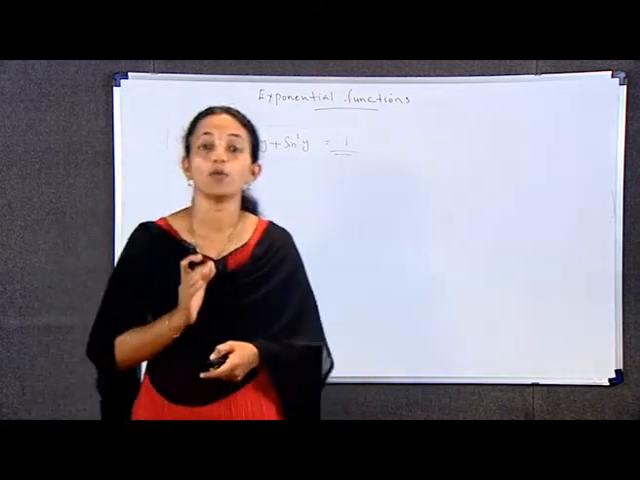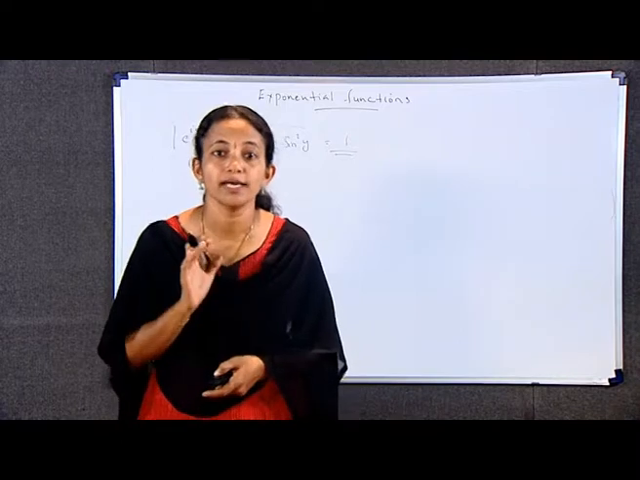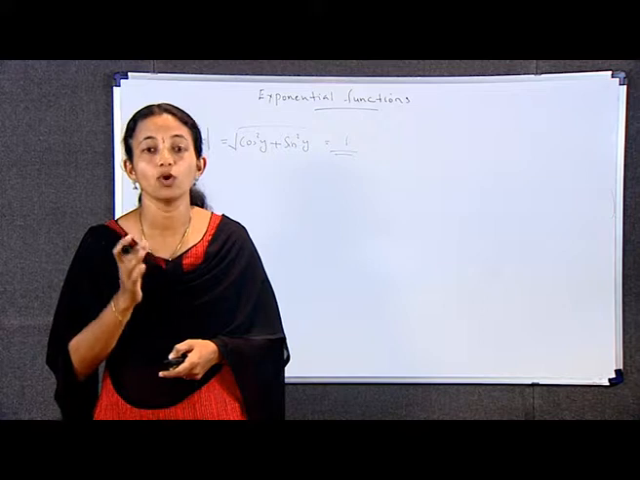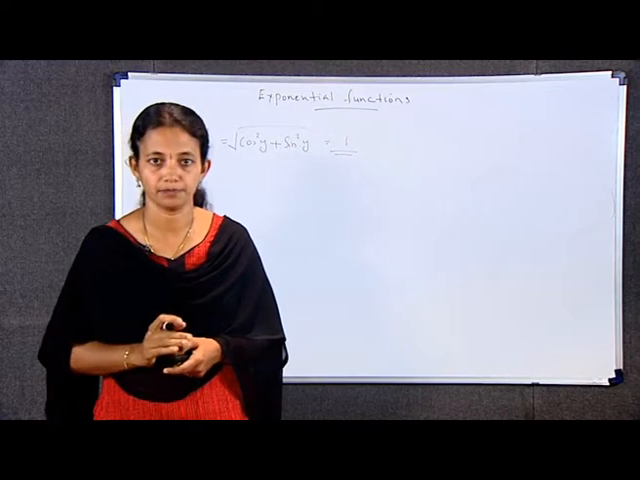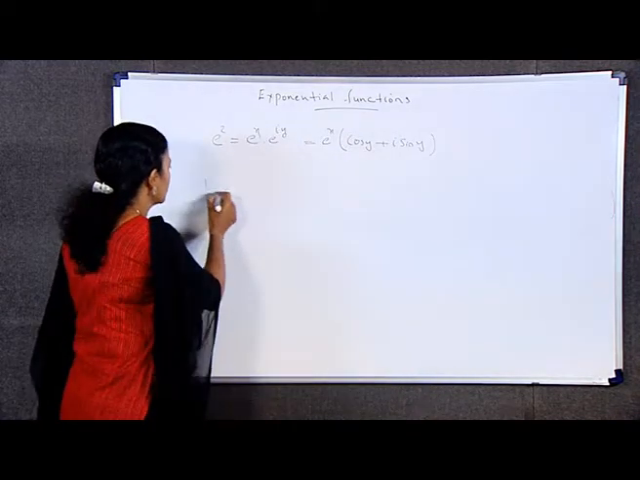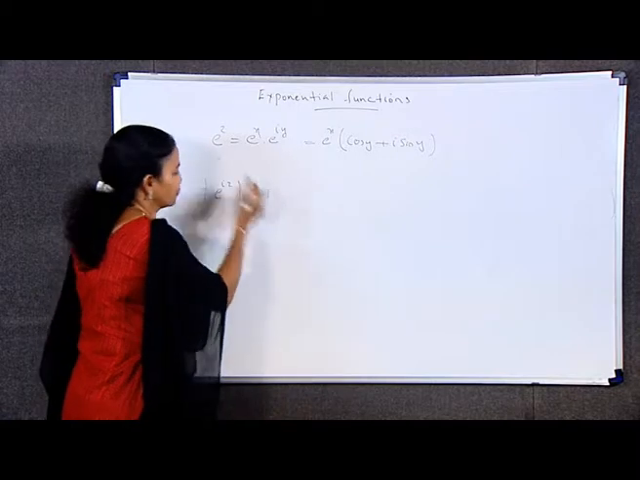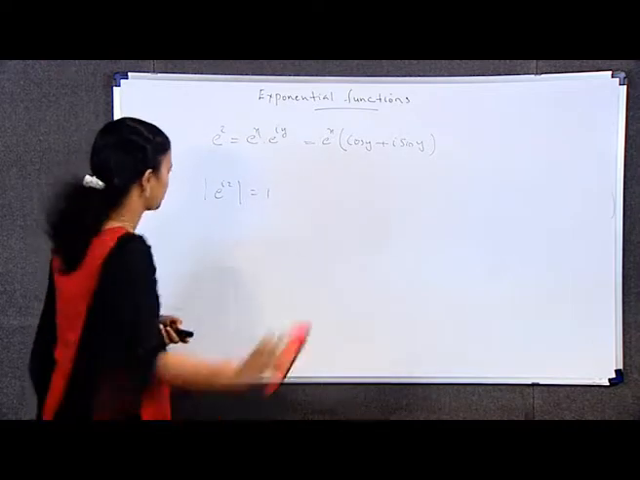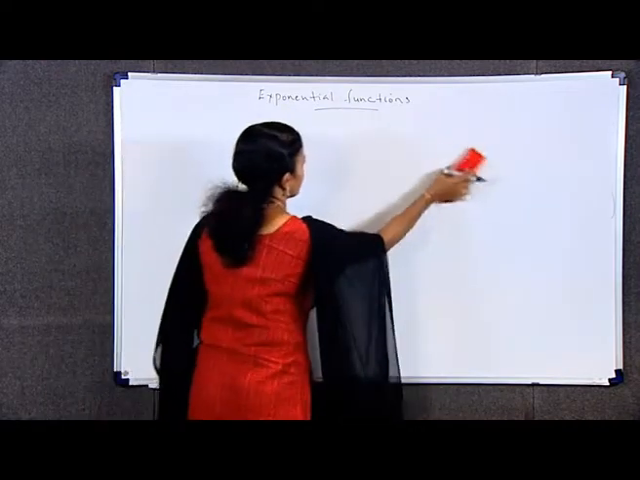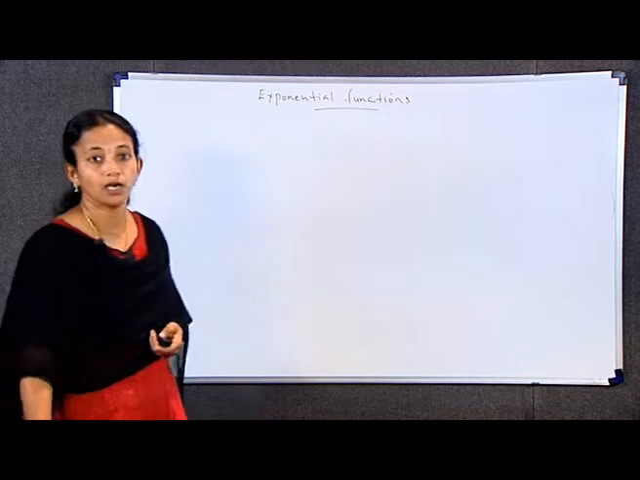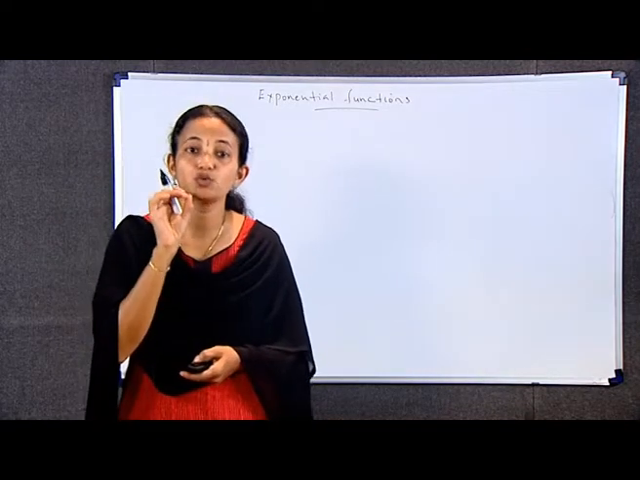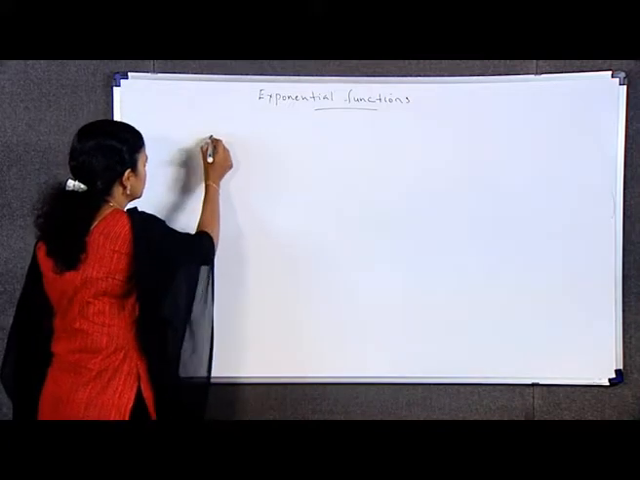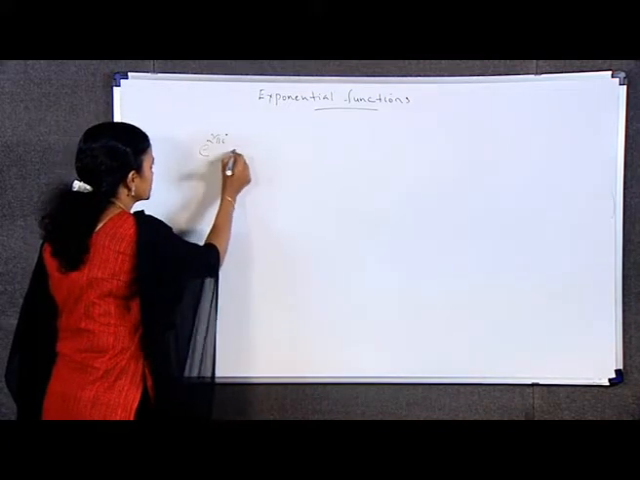Next we have modulus of e raised to z is equal to e raised to x, and argument of e raised to z is equal to y plus 2n pi. That is, modulus of e raised to iy is equal to 1. Next property: e raised to 2 pi i is equal to 1.